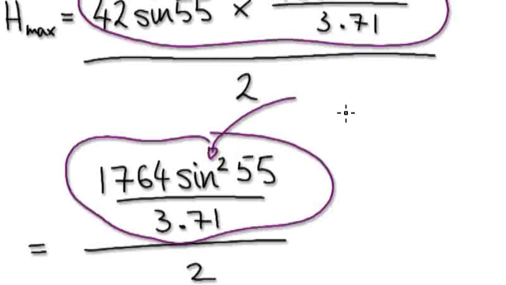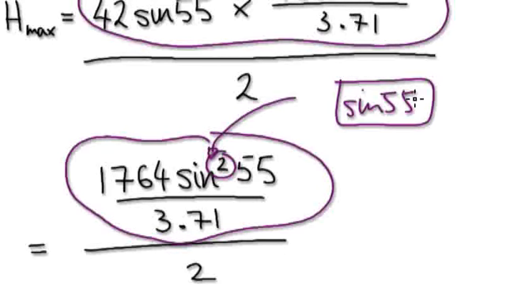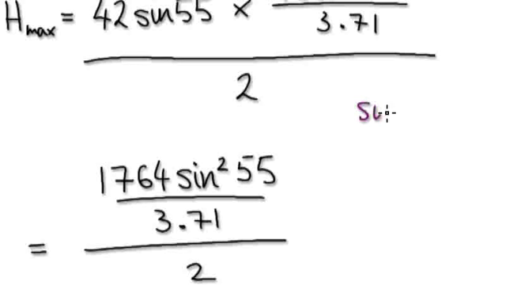This here is just a sine squared. This squared thing is just a way of saying sine 55 times by itself. It's just a way we write it. We stick the squared in here, but don't write it as sine 55 squared, because then you would square the angle and then sine it. This is just a way of writing it.